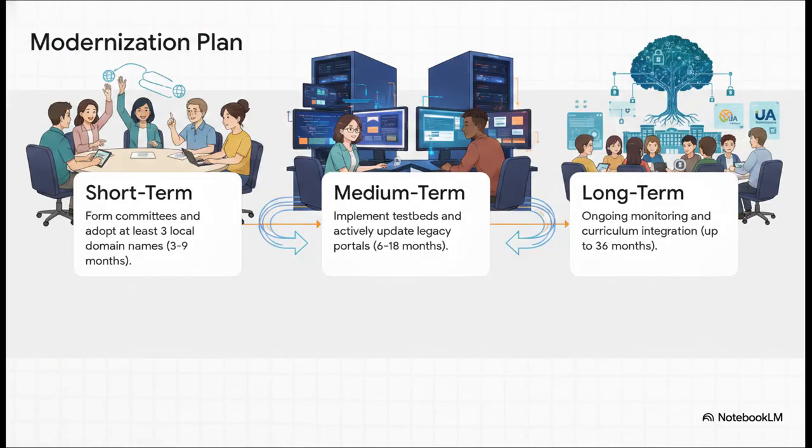So here is a highly effective chronological roadmap for you, drawn directly from the India UA implementation plan. In the short term, let's say the next 3 to 9 months, form your monitoring committees and adopt at least 3 local domain names for public websites to really set the standard. Moving to the medium term, over 6 to 18 months, you're going to establish testbeds and begin actively updating those legacy portals. And finally, looking long-term, up to 36 months out, you ensure sustainability by monitoring compliance and working with universities. You want to integrate UA concepts into standard IT degree programs, so your next generation of developers is ready to go from day one.